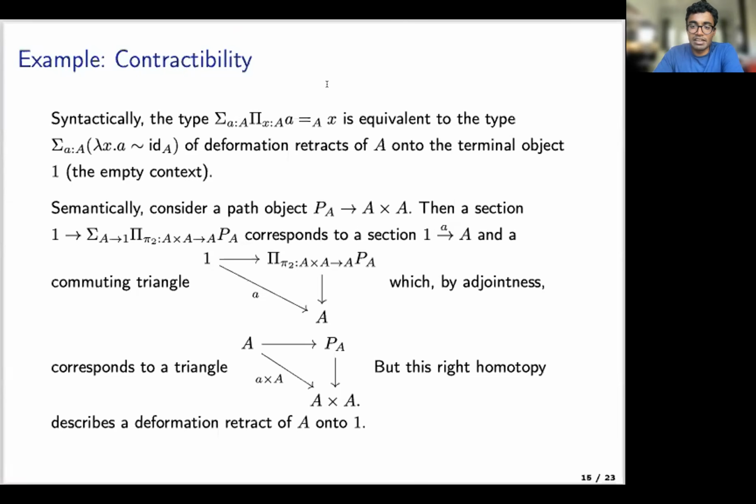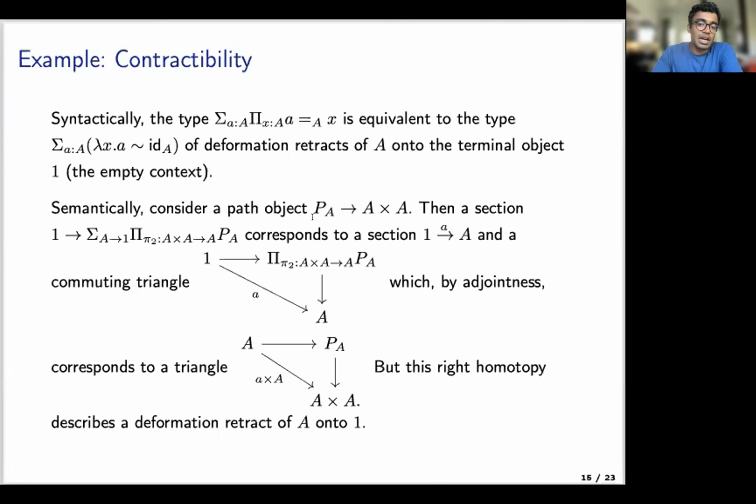But of course, if you write this out as functions, this just says that this is a homotopy between the constant function on A and the identity function on big A, on the type A, right? And this is just saying that this is a deformation retract of the type A onto the terminal object, right? Because an element of A is a map from the terminal object to A.